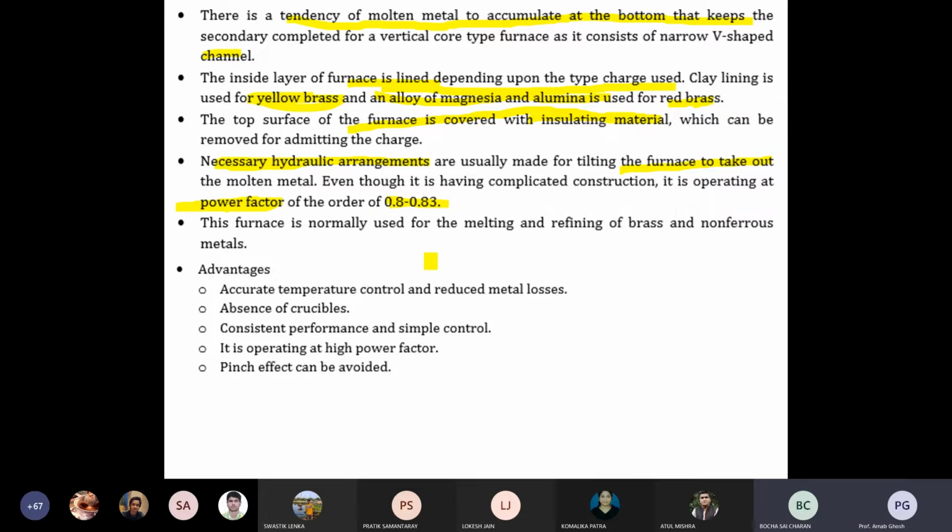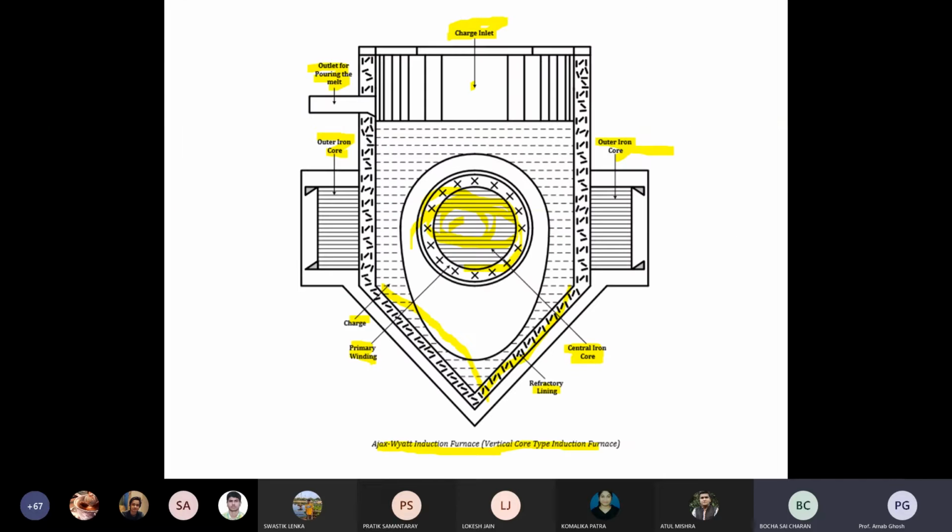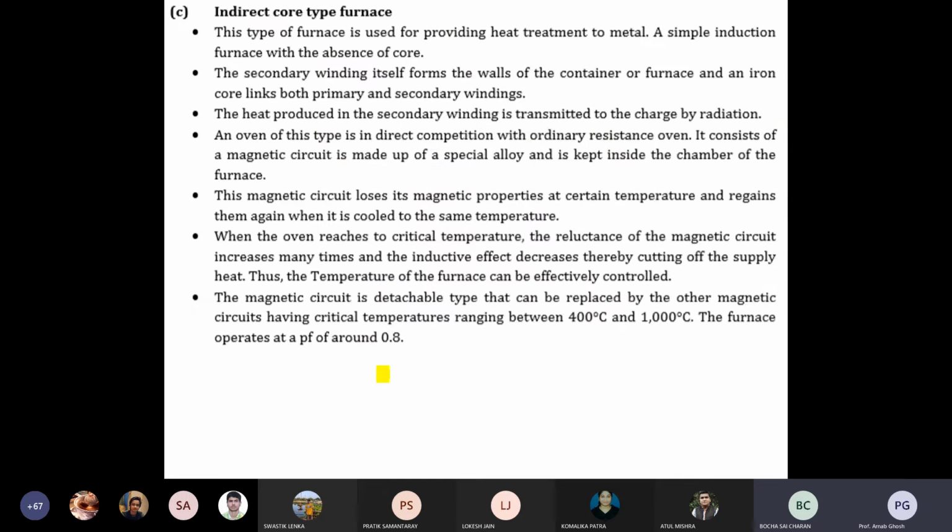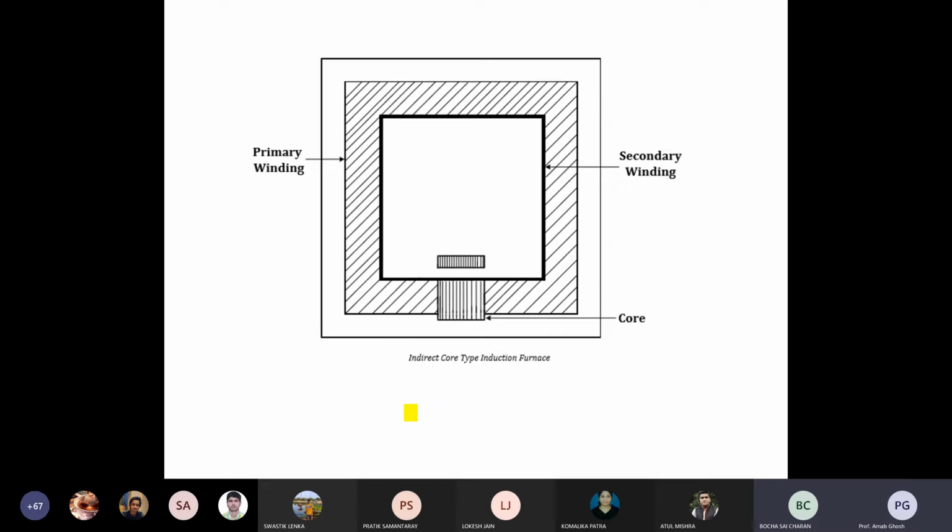The furnace is normally used for the melting and refining of brass and non-ferrous metals. What are the advantages? Accurate temperature control and reduced metal losses. Absence of cubicles, consistent performance and simple to control. Operating at high power factor, and the pinch effect can be avoided. These are the advantages. The next topic is the indirect core type induction furnace.